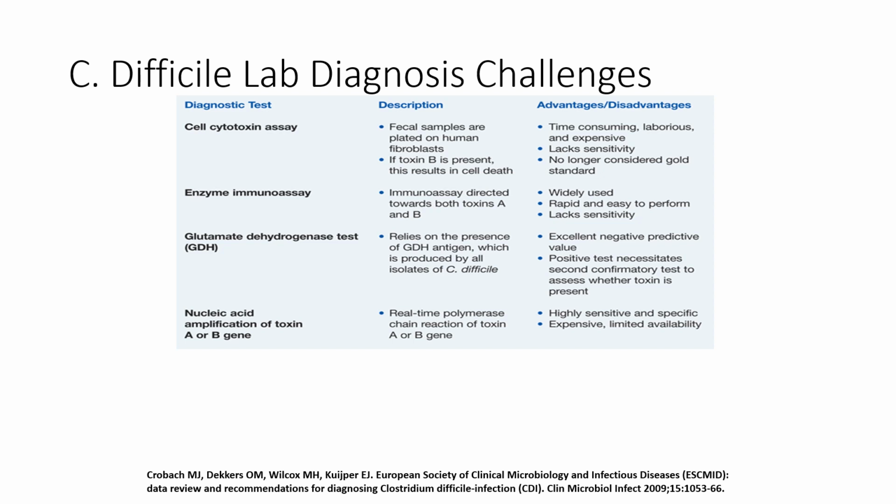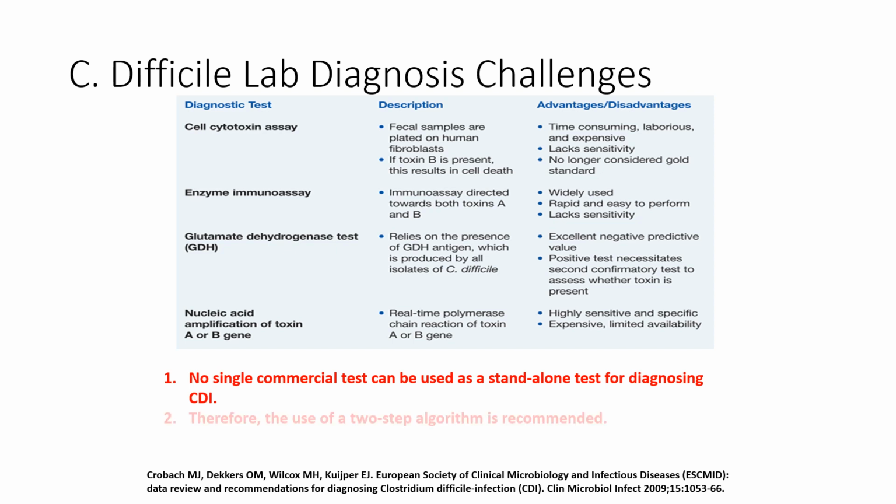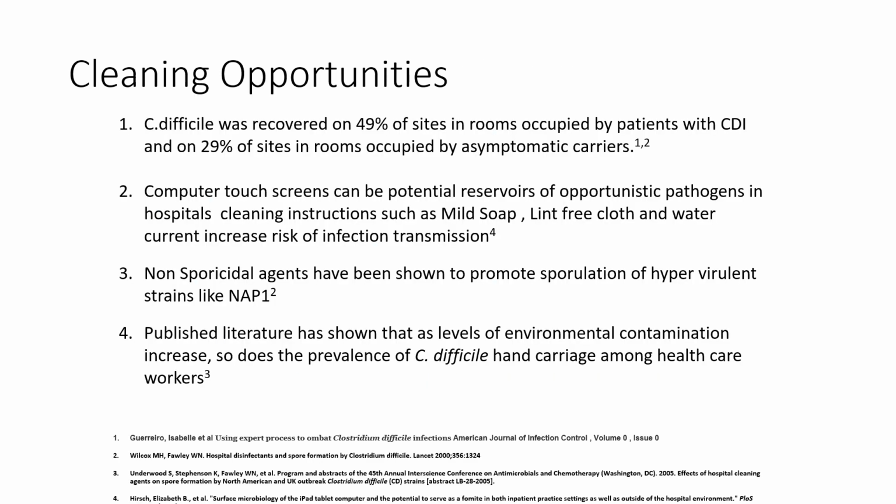Now we have toxin testing by nucleic acid amplification test. They are highly sensitive and specific, but they are expensive. So there is no single test that can be used as a standalone test for diagnosing CDI. Therefore, a two-step approach is used. C. difficile was recorded on 49% of the sites in rooms occupied by patients with C. difficile, and nearly 30% of the sites occupied by asymptomatic carriers. Computer touch screens are potential reservoirs of these opportunistic pathogens in hospitals. Cleaning instructions such as mild soap, lint-free cloth, and water increase the risk of infection transmission. Non-sporicidal agents have been shown to promote hypervirulent strains. Public research has shown that levels of environmental decontamination affect the prevalence of C. difficile.